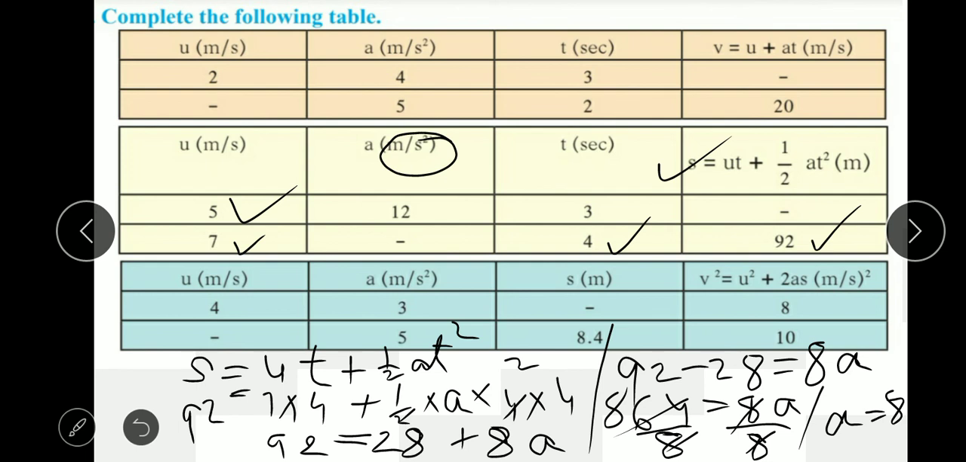Students, for today I'll stop my video over here. In the next video we'll continue from the third table, and we'll solve a few sums which are there in the exercise, students.